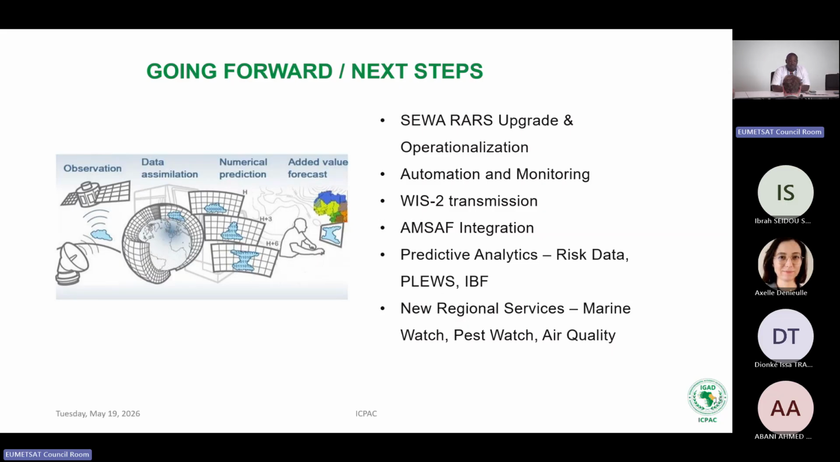Besides this, we also have some demand for new regional data services. For example, the Marine Watch. The Marine Watch will be integrating data from the RAS to provide ocean color products. We have the Pest Watch, the East Africa Pest Watch, which will also be monitoring the environmental conditions which provide information on pest infestation across Eastern Africa. And we also have demand for air quality and pollution monitoring.